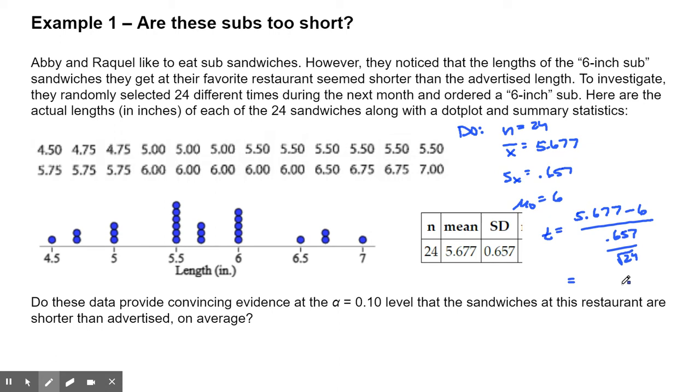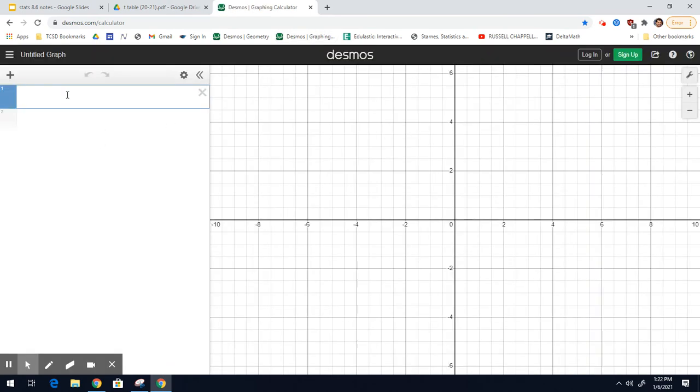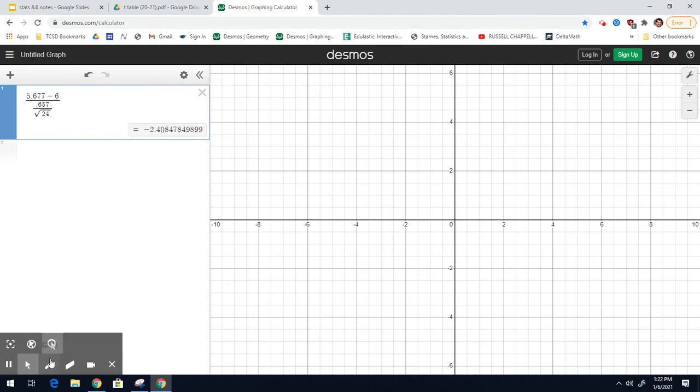Okay, so I'm going to show you how to type this into the graphing calculator here in a second, and maybe we'll finish all our work there. Let me take a picture so I don't forget. Okay, so I'm coming here to the graphing calculator. And again, this is to get my t, my test statistic. So fraction, I'm doing 5.677 minus 6 all over a fraction, 0.657 divided by the square root of 24. And I get a t-value of negative 2.408. So that is my t.